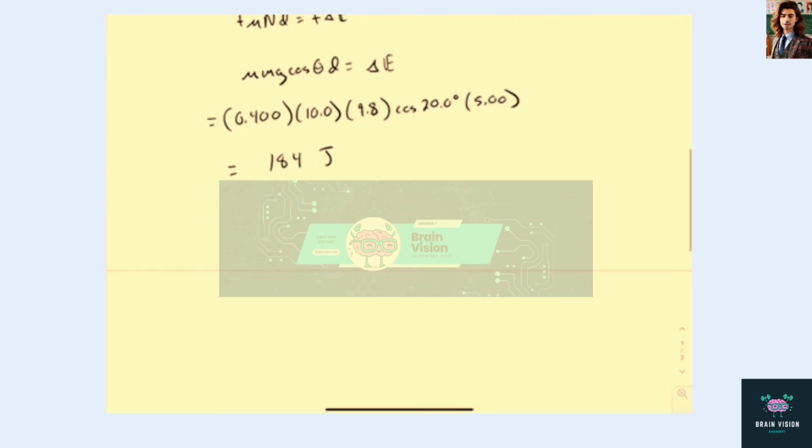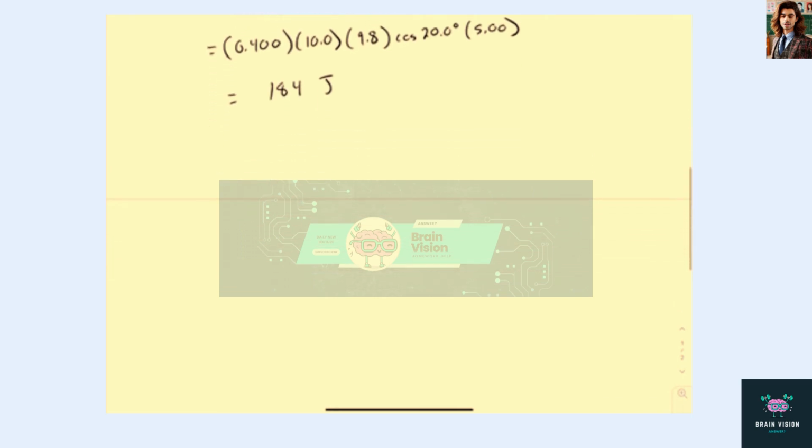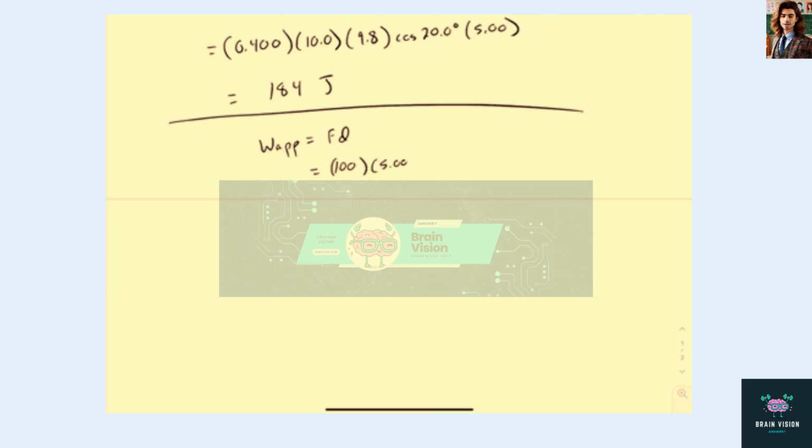So now we want to figure out the work done by the applied force of 100 newtons. It's just going to be the force times the distance since they're parallel to each other. So that's 100 newtons times 5 meters, which comes out to 500 joules of work.